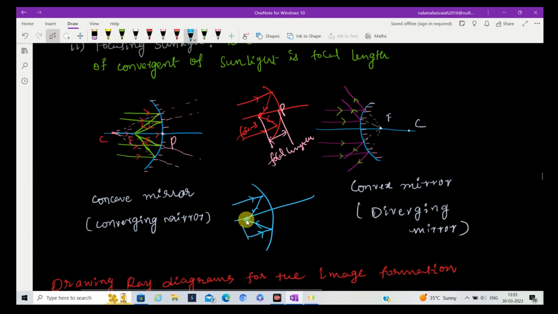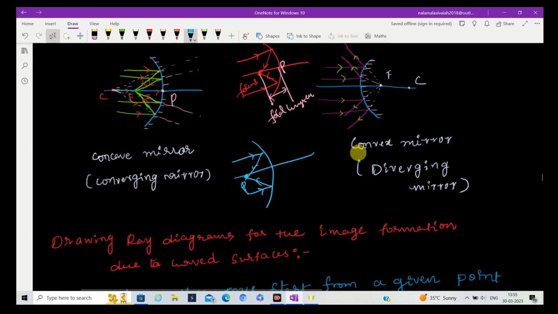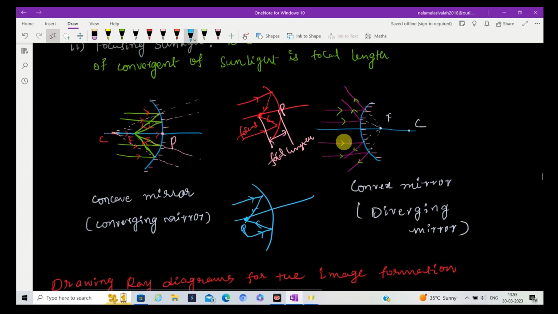So this point is called focus. Okay. So this is about what mirror? Concave mirror. That is nothing but converging mirror. Whereas you can see the convex mirror, how the convex mirror.